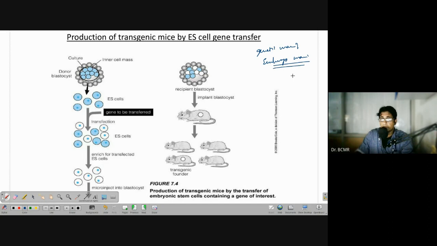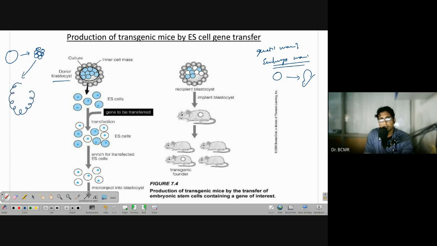Embryo manipulation: we have cells, and from cells we should somehow be able to get the organism. So what we do is we take a blastocyst. A zygote will grow into a morula, and the morula will grow into a blastocyst.